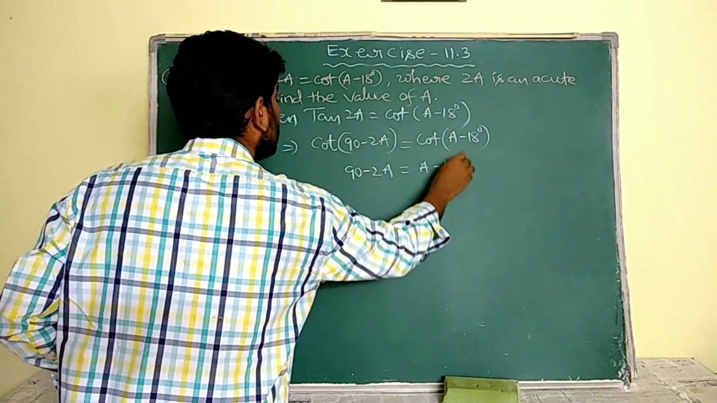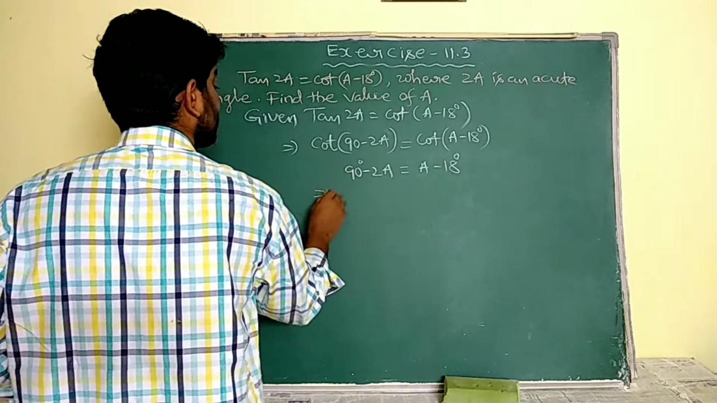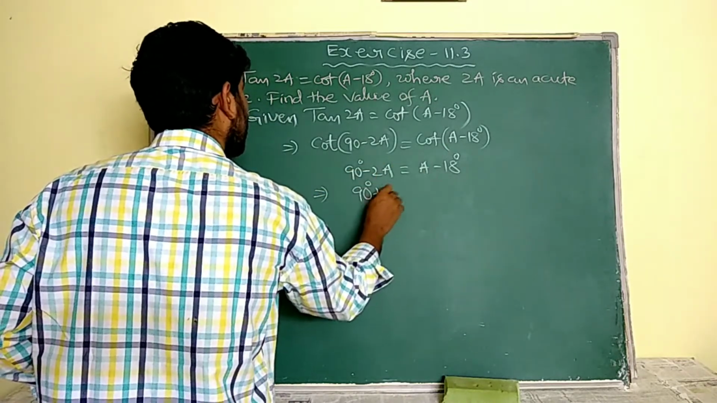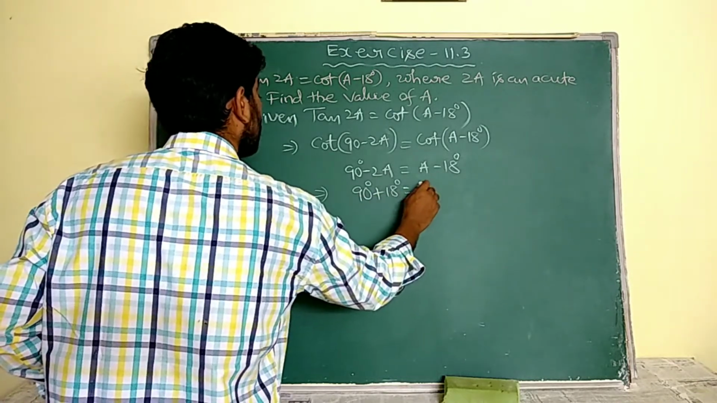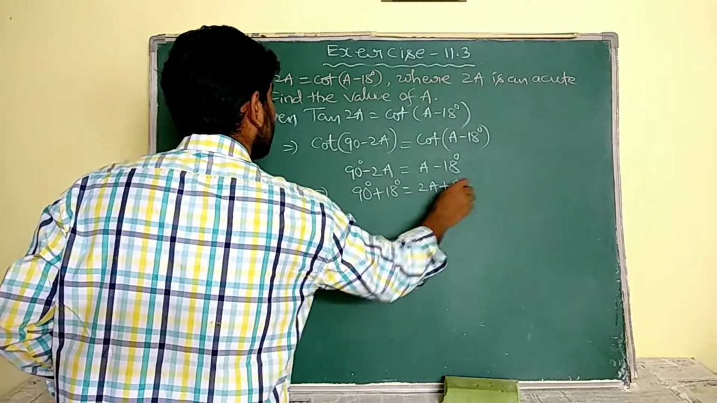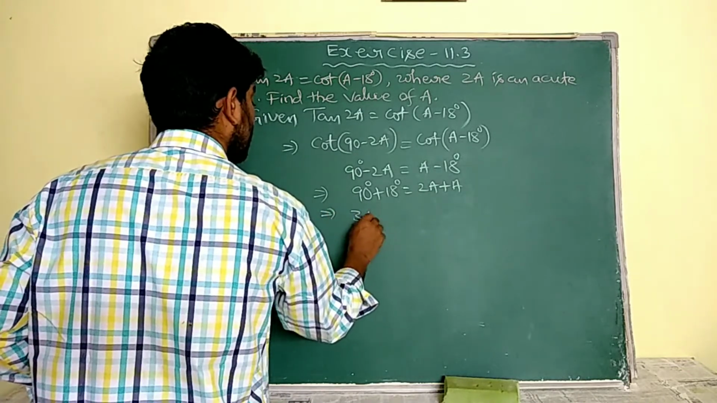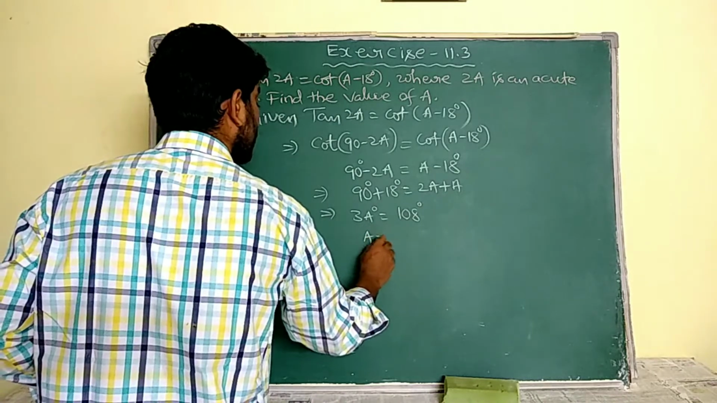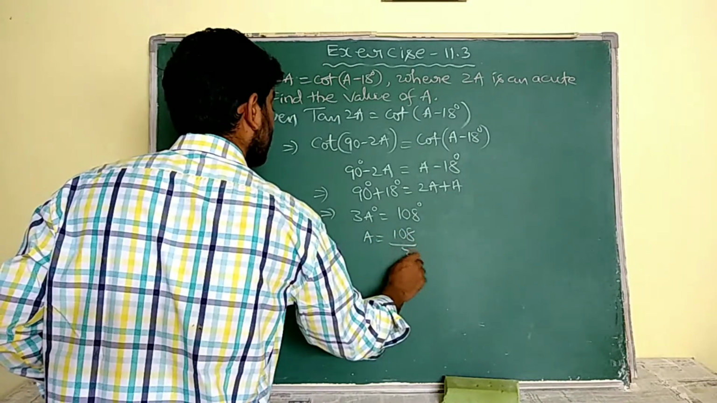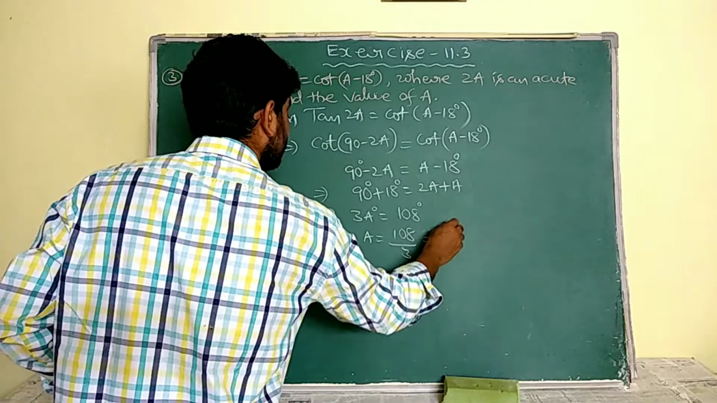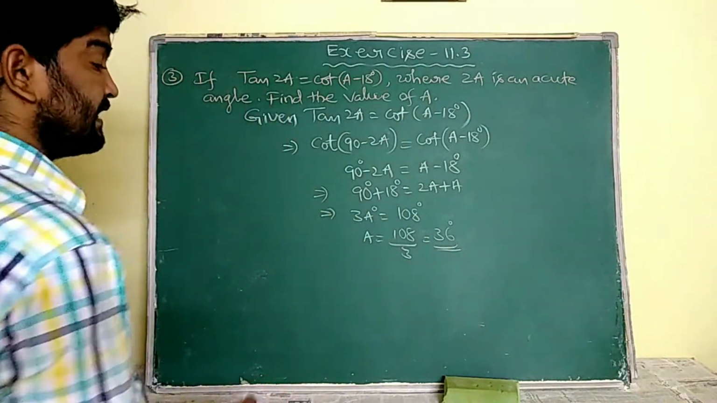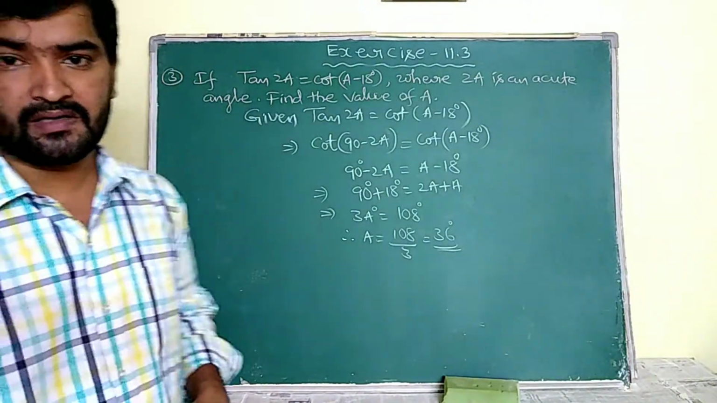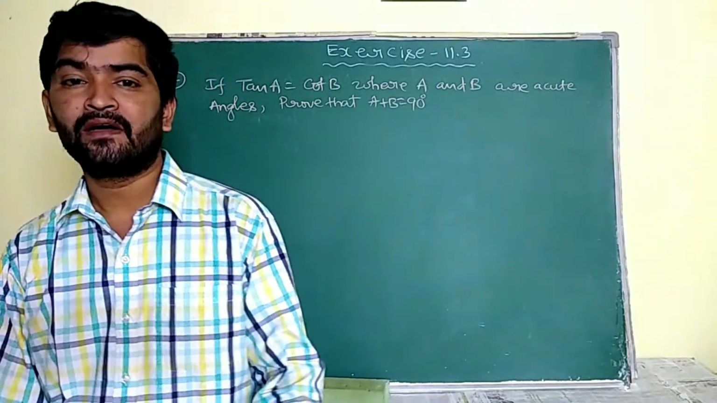Now I am going to remove the trigonometric ratios. See, now transfer this 2A to that side and bring that 18 to the left hand side. So 2A plus A, it is 3A. That implies 3A degrees is equal to 108 degrees. Therefore A is equal to 108 by 3. Okay? That is 36 degrees. The value of A we obtained is 36 degrees. Okay, that's our answer.